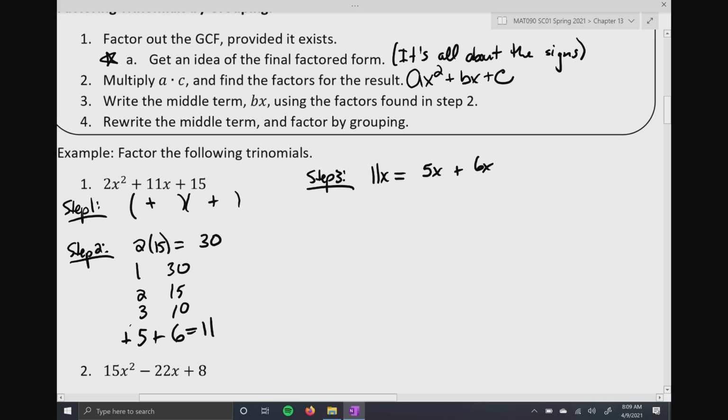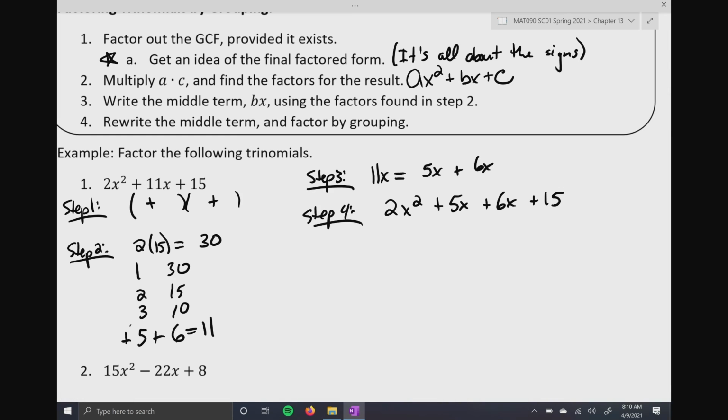So now I'm taking a polynomial that was initially a trinomial, 2x squared plus 11x plus 15, and I'm rewriting it as 2x squared plus 5x plus 6x plus 15. So I took 11x and separated it. I broke it down. And that's what the AC method is all about.